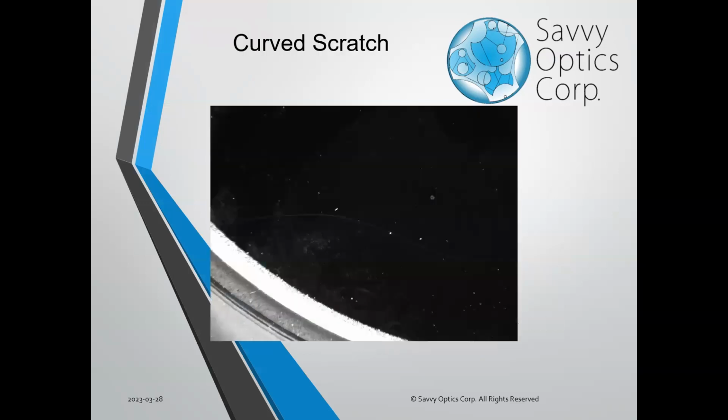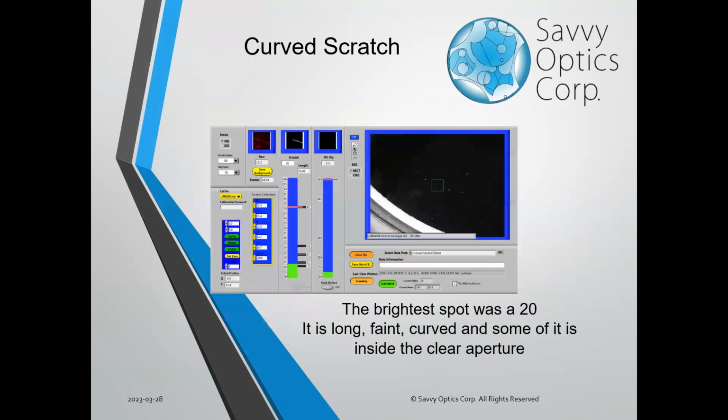Here's another edge scratch. This one's got a bit of a curve to it. You can see it's long and thin, and there's also some cleaning residue in this shot. The brightest point on this curved scratch is about number 20. And it's not 33 millimeters long. Once again, I didn't reset the encoders when I took the screenshot. It's about 8 millimeters long. But again, you have to use your judgment of when you enter the clear aperture to decide what the length of that number 20 scratch is going to be.